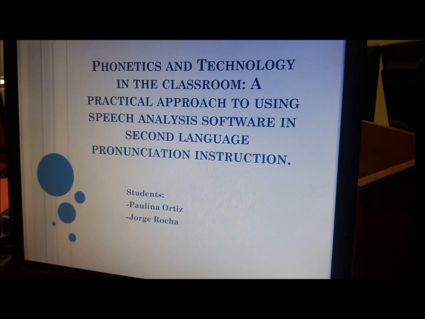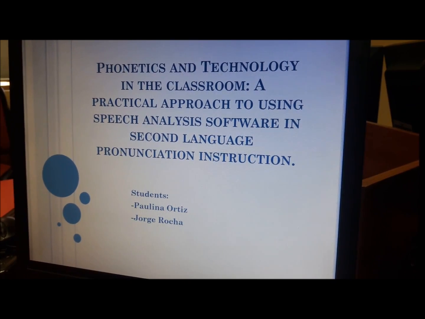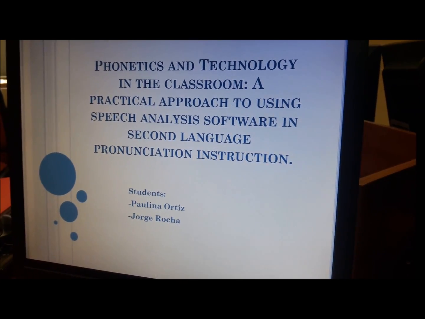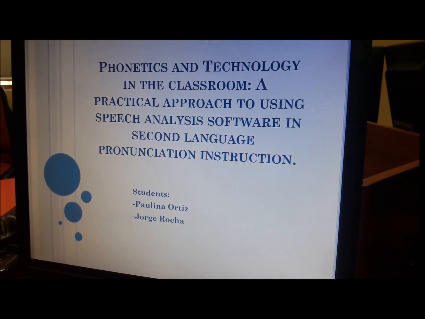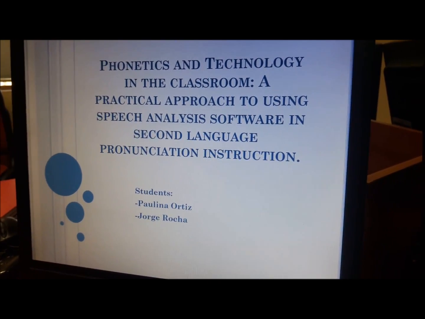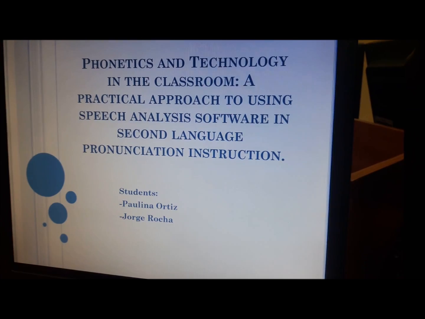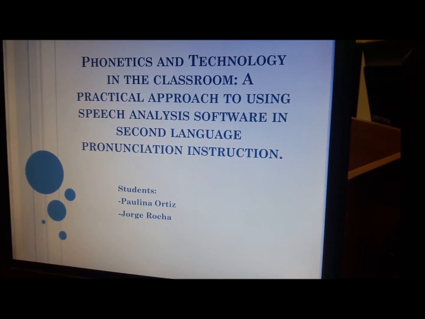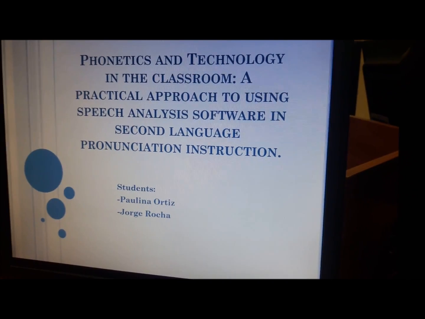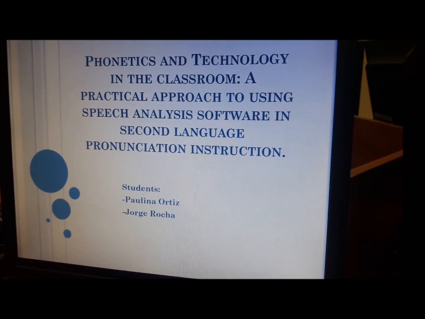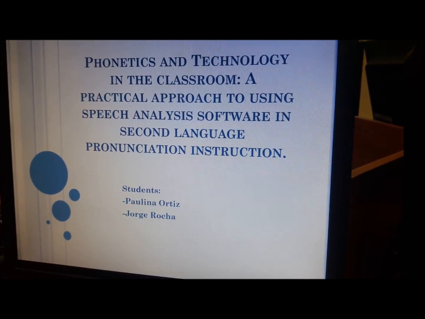And now we are going to talk about a paper called Phonetics and Technology in the Classroom. Okay, Phonetics and Technology in the Classroom, a practical approach to using speech analysis software in second language pronunciation instruction, shows that the study of pronunciation in second language acquisition has been marginalized because of a lack of practical pedagogical methods. The only studies that exist related to pronunciation are for advanced learners.